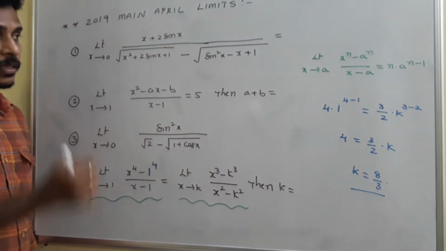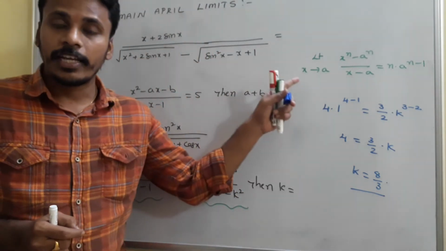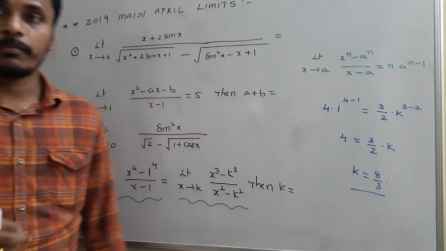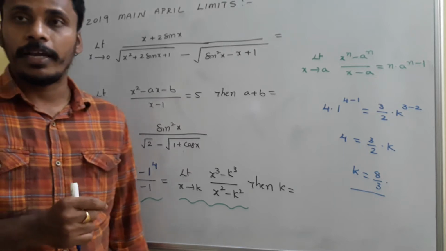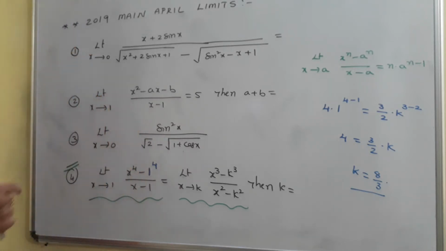Just by applying the standard limit x tends to a of (xⁿ − aⁿ)/(x − a) as n into aⁿ⁻¹. Okay, have a look. That's the fourth problem.